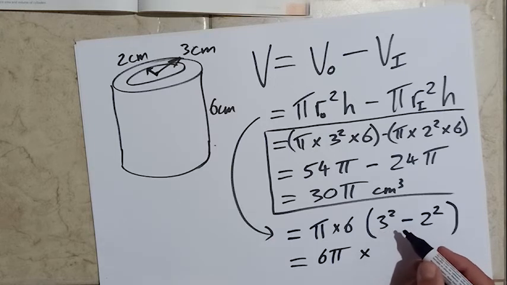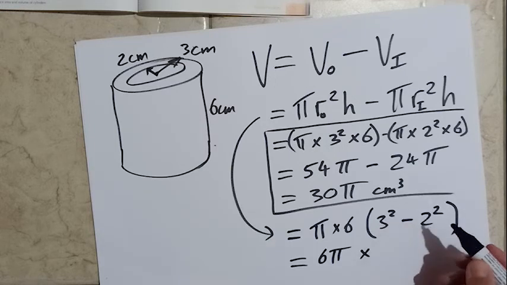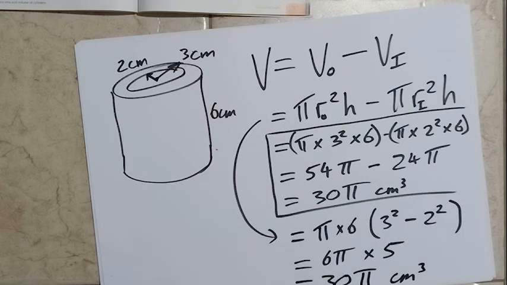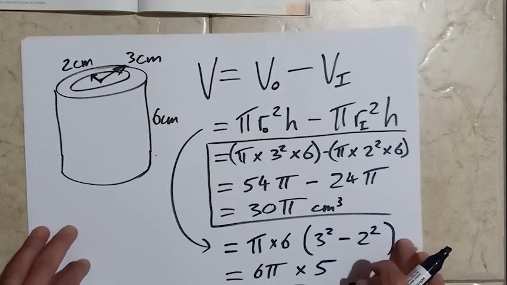That's 9, take away 4, it's 5. It's 30 pi. 6 times 5, 30 pi. So exactly the same. And yes, like I say, we could times that by pi and get the answer there. Great.